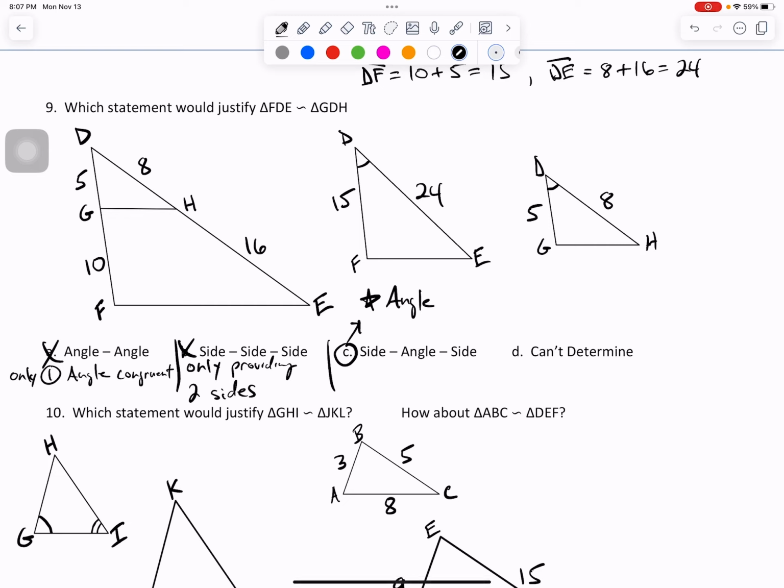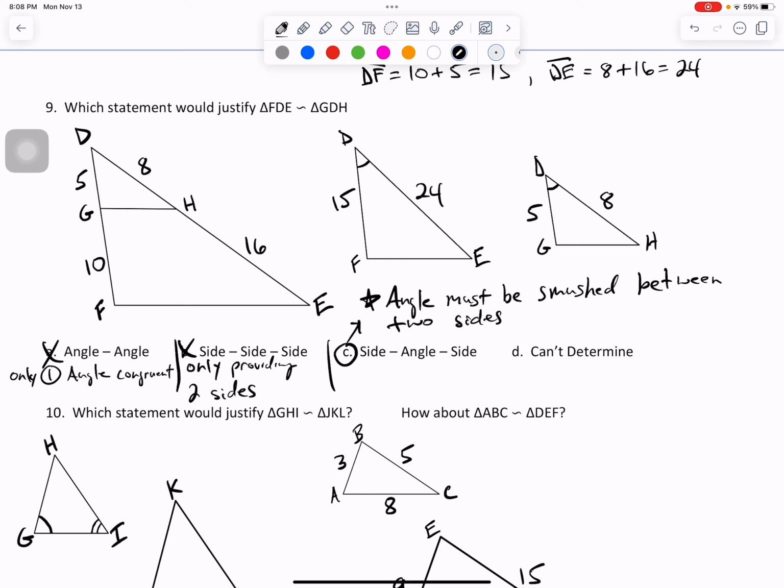Angle must be smushed between two sides in order for that to work.